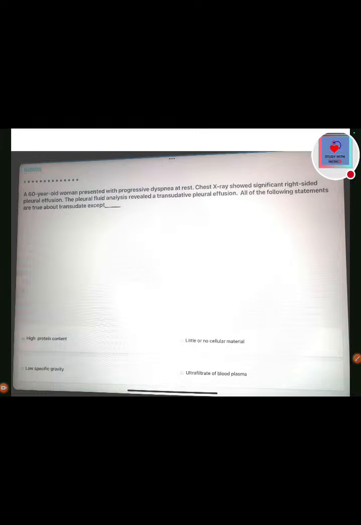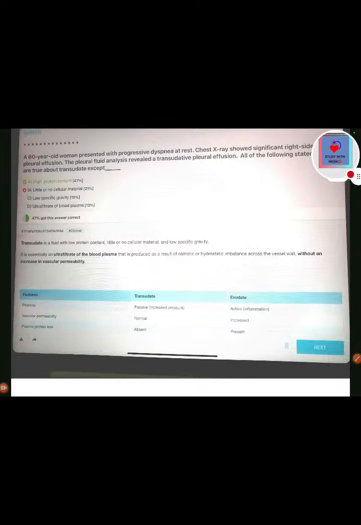All the following statements are true about transudate except: high protein content, low specific gravity, little or no cellular material, ultrafiltrate of blood plasma. So all are correct except high protein. Transudate is a fluid with low protein. What is the difference between transudate and exudate? Transudate is passively collected fluid, and exudate is actively collected.